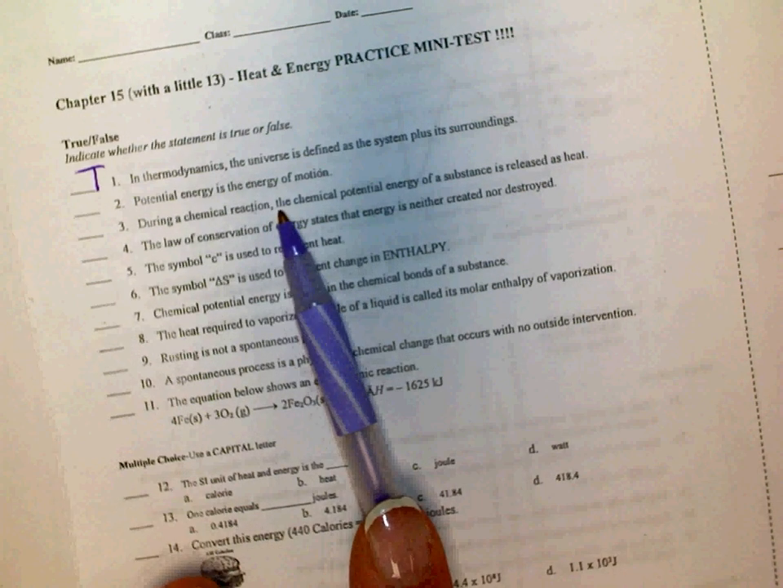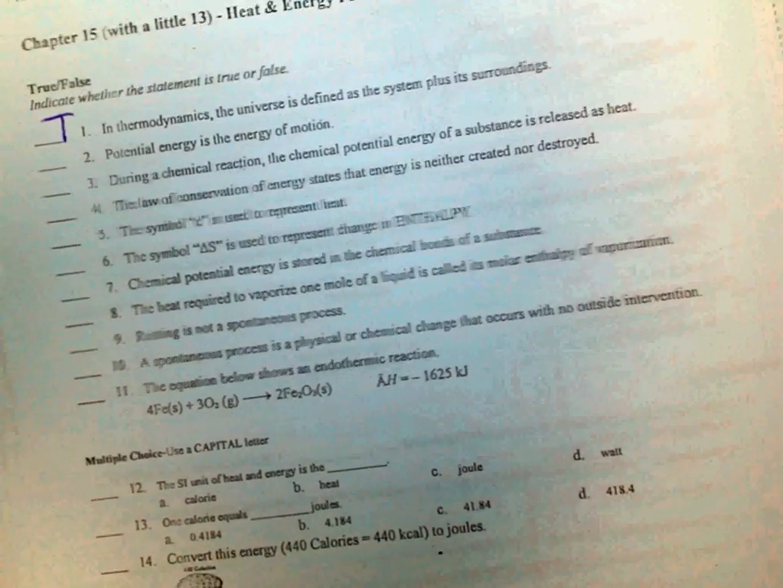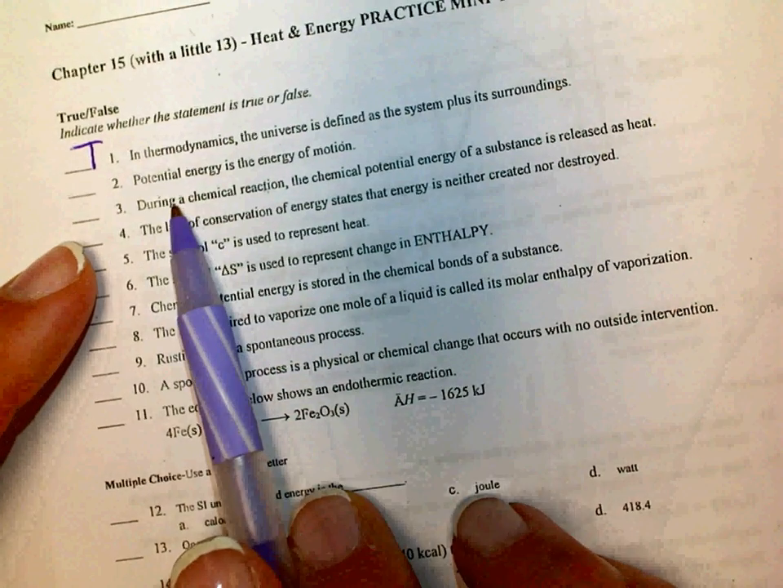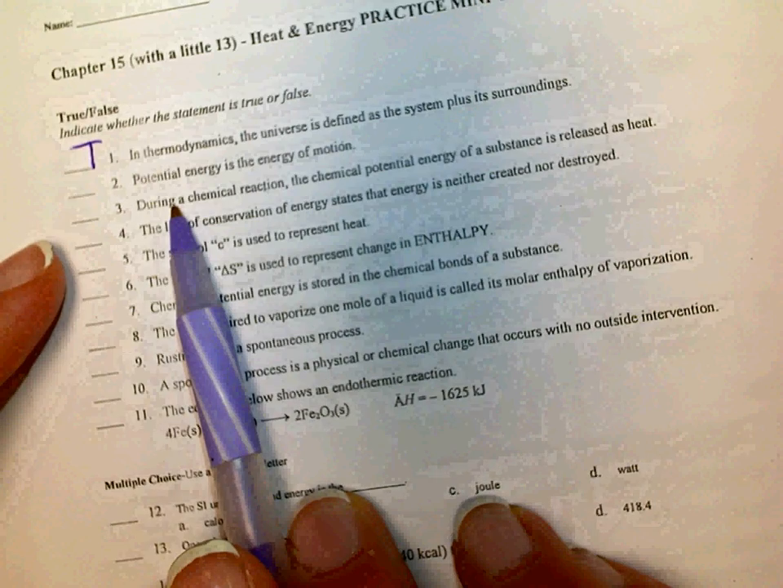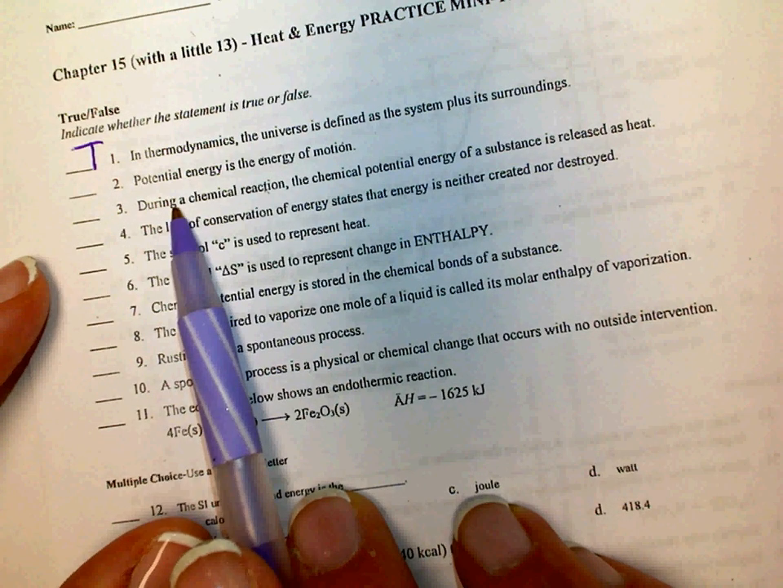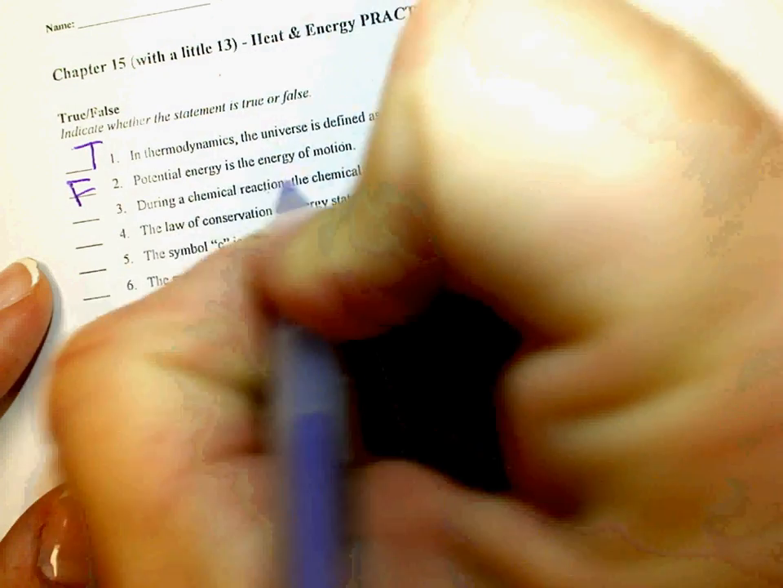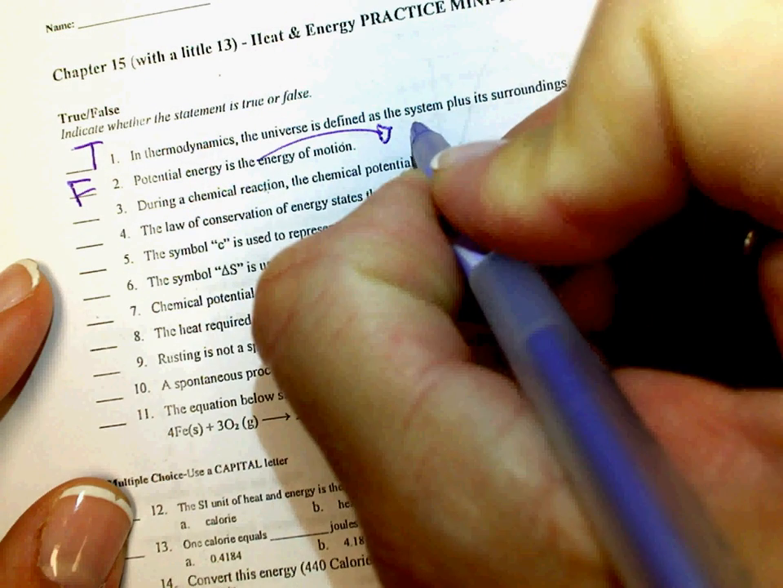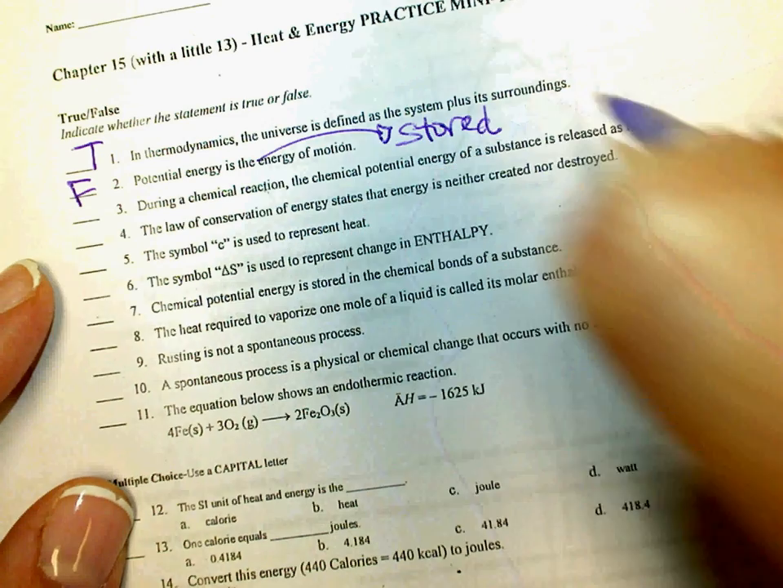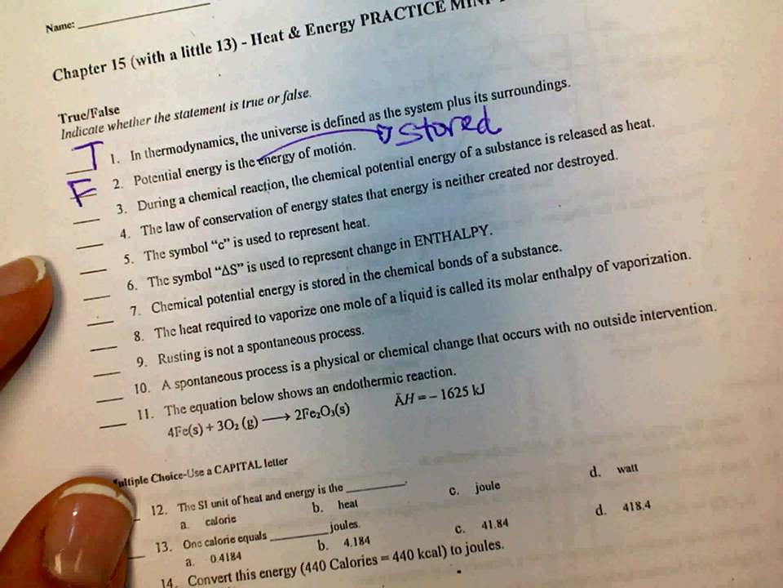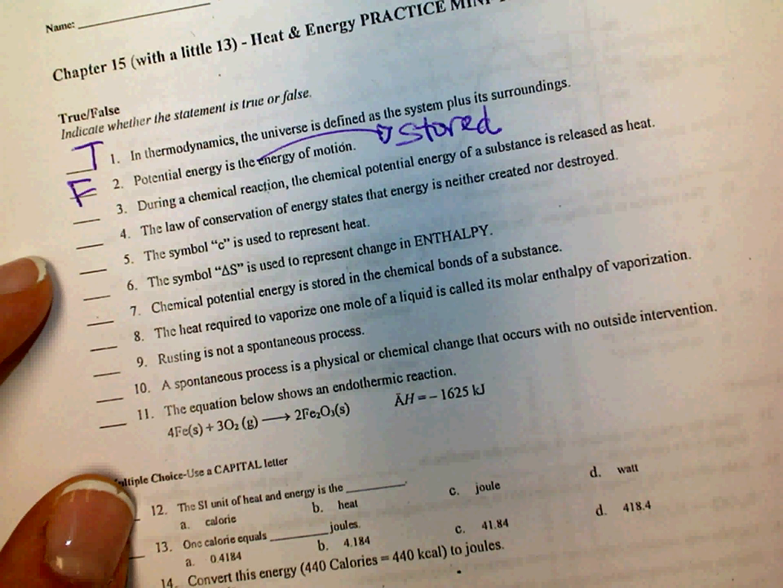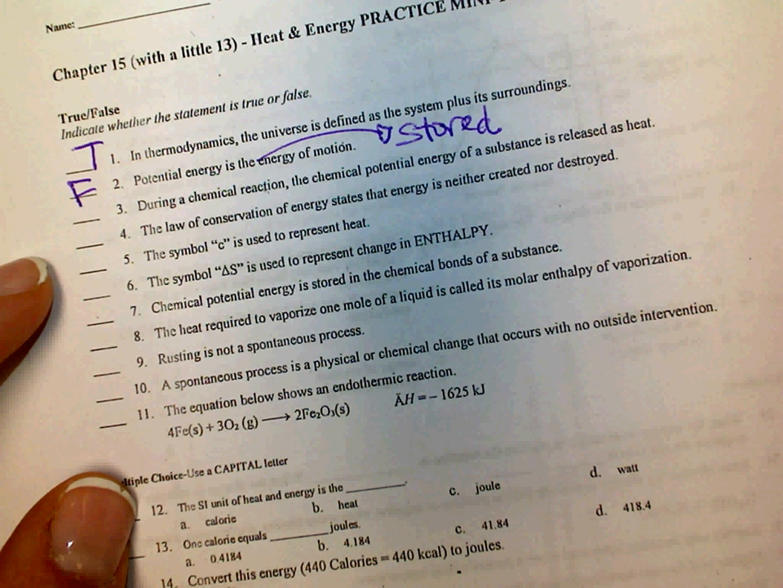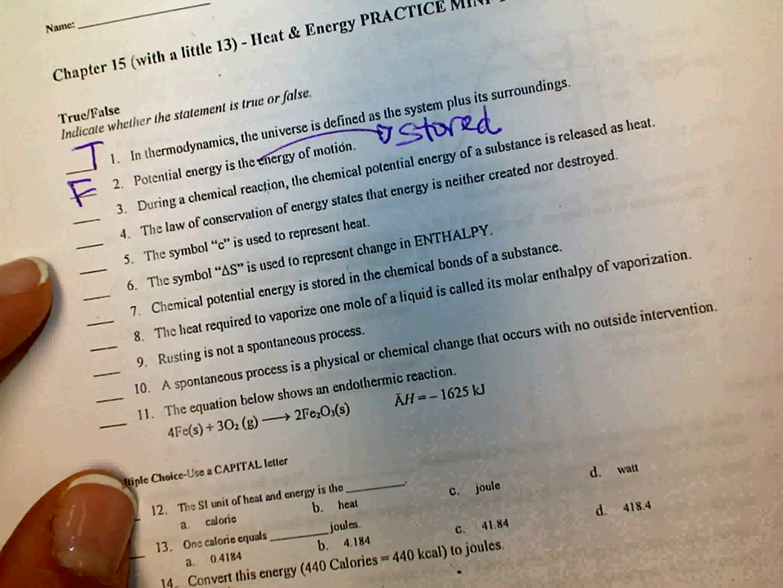Number two, potential energy is the energy of motion. This is old news. David Howard, is potential energy energy of motion? True or false? False. Potential energy is stored energy. And guess where it's stored? For chemistry, it's stored in chemical bonds. If you were to break apart a water molecule, it would require energy to break that bond, and it would release energy as new bonds are formed.